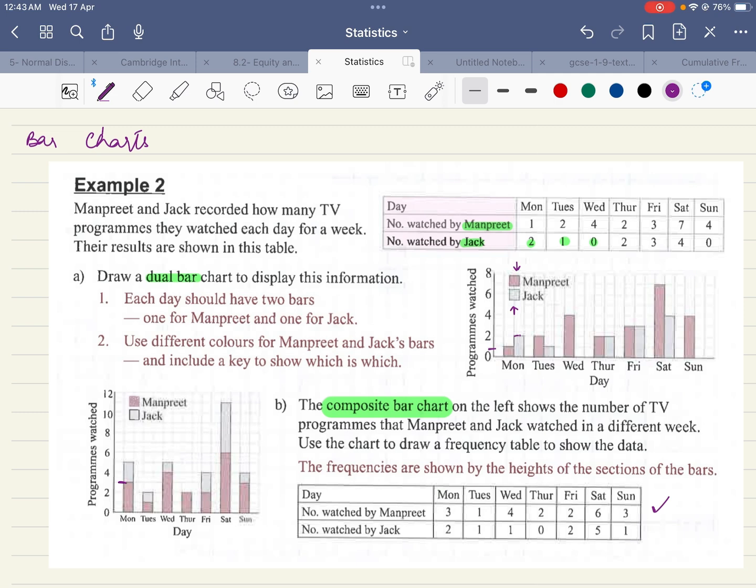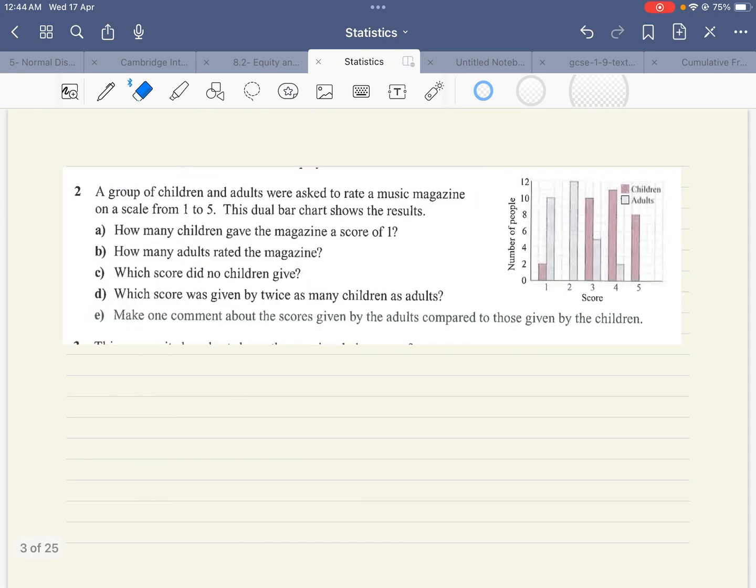Manpreet has watched three. Here it's three, and Jack has watched two. So 3 and 2 means 5 in total. You have to differentiate here. This is 2 units. This is 3 units. Let's have a look at Tuesday. 1 and 1 for both. Wednesday, Manpreet 4 and Jack 1. Right? This is how you draw a composite bar chart. How many types of bar charts? 2. Dual bar chart and composite bar chart. Alright. Now let's move ahead.